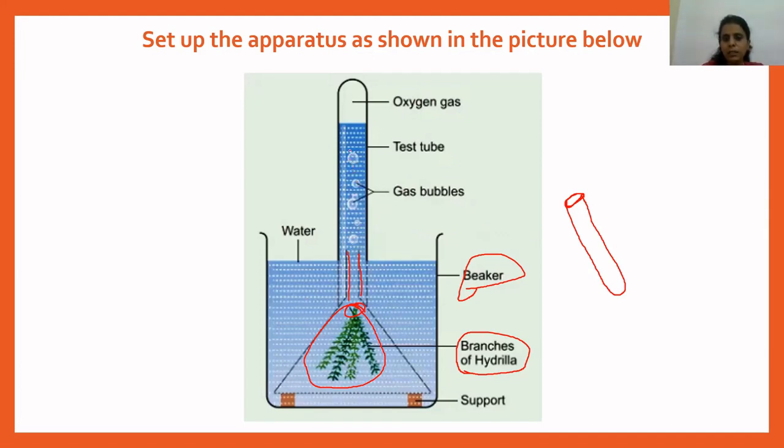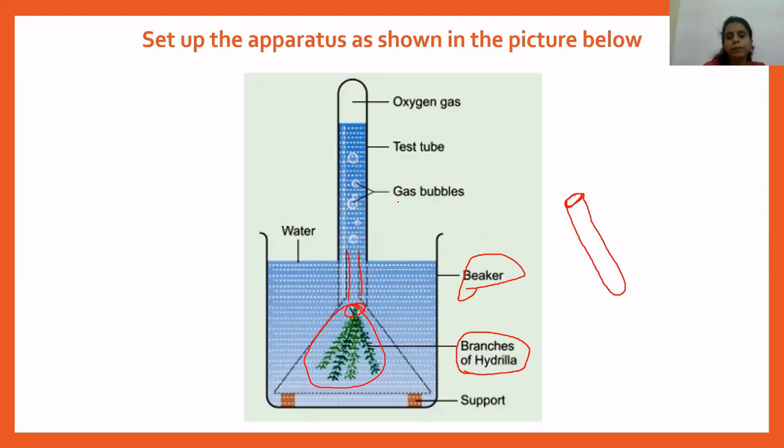Now, these bubbles or this oxygen gas will start collecting at the top of the test tube. As the volume of oxygen gas in the test tube increases, the level of water in the test tube will decrease.